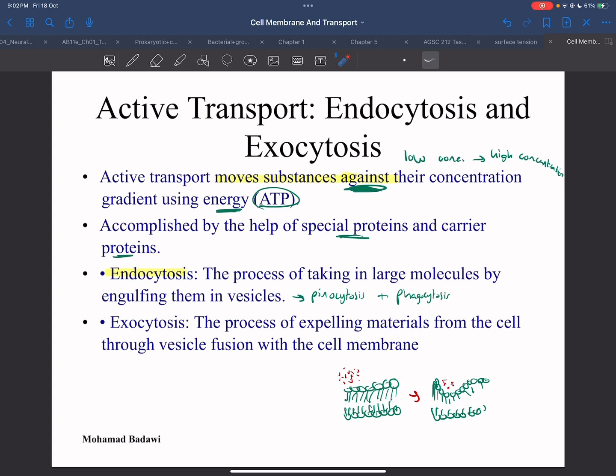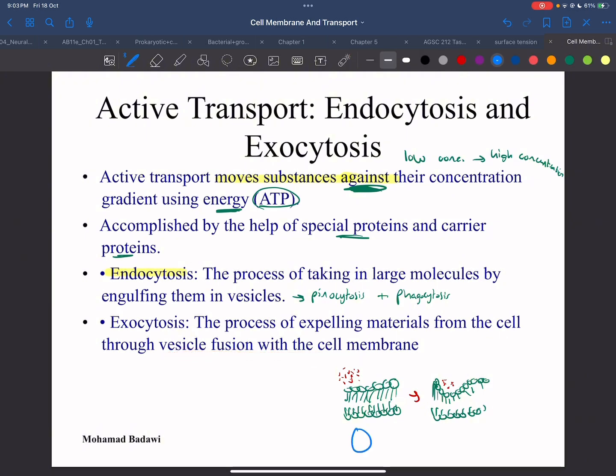Phagocytes are an example of a white blood cell, and they function in fighting pathogens, okay? And of course, this method of endocytosis requires ATP. Now, exocytosis is basically the opposite of endocytosis. So think about it like this: endocytosis, endo, inside; exocytosis, exo, exit. It's the process of expelling materials from the cell through vesicle fusion with the cell membrane. So how does exocytosis happen?